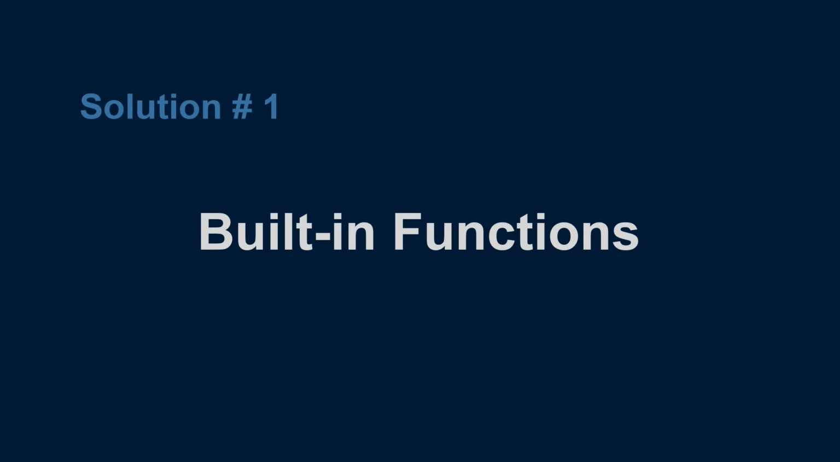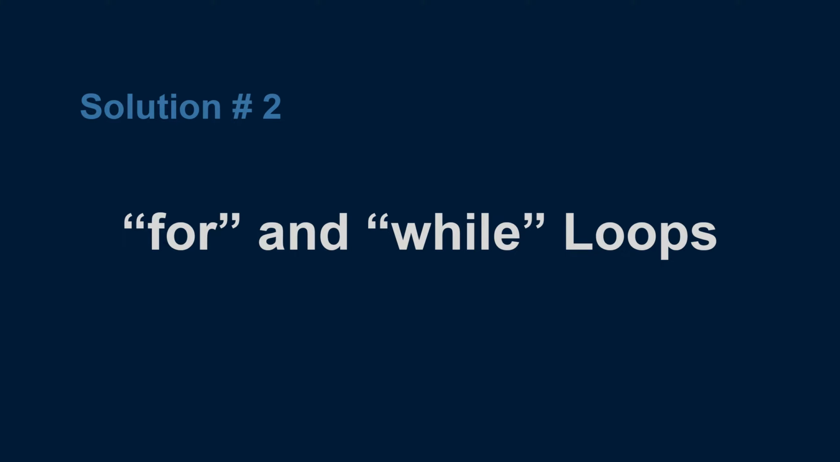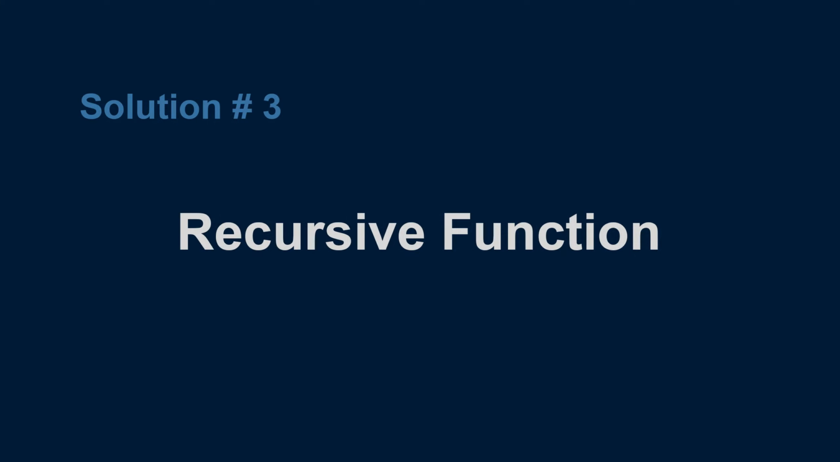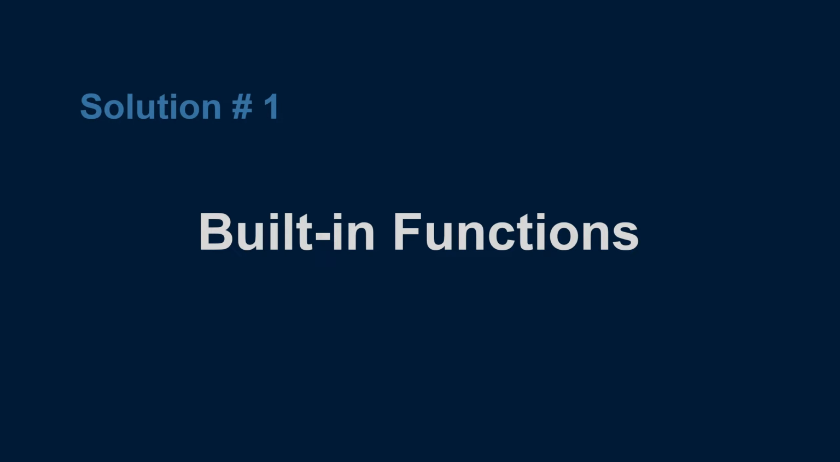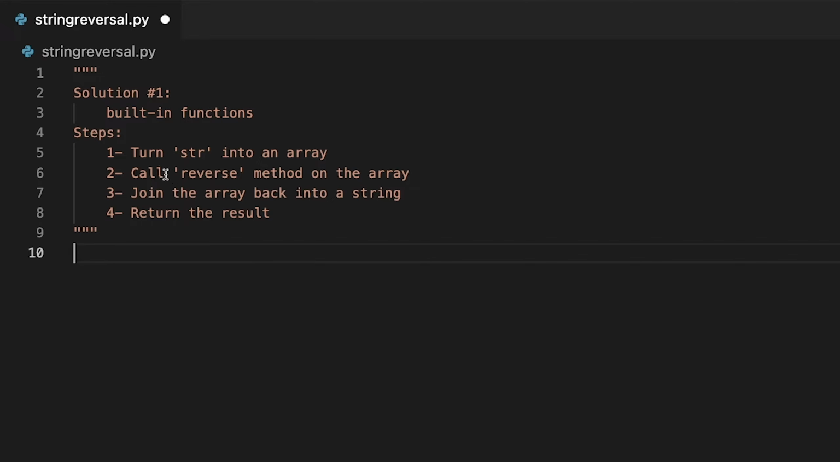The first way, we will use Python built-in functions. The second way, we will use for loop and while loop. And the third way, we will use recursion function. So to solve this issue, we need to go through 4 main steps. The first step, we need to turn the string into an array. The second step, we need to call the reverse method on the array. And the third step, we need to join the array back into a string. And lastly, we need to return the string.